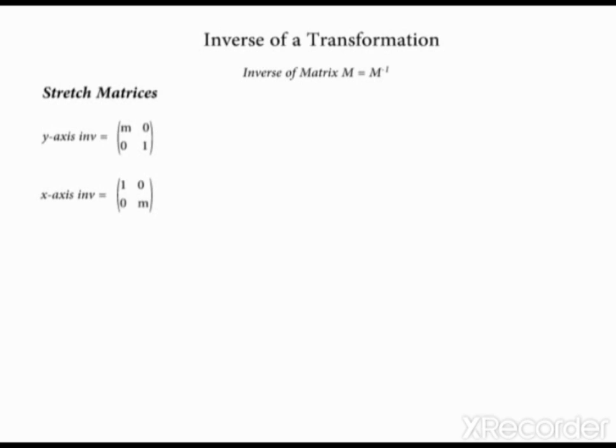To change the direction, we reverse the sign. To change the size, we replace m with 1 over m. And so we have the inverse of m, 0, 0, 1 is equal to negative 1 over m, 0, 0, 1. And the inverse of 1, 0, 0, m is equal to 1, 0, 0, negative 1 over m. So 3, 0, 0, 1 is a stretch matrix of scale factor 3 with y-axis invariant. Its inverse will be minus 1 over 3, 0, 0, 1.